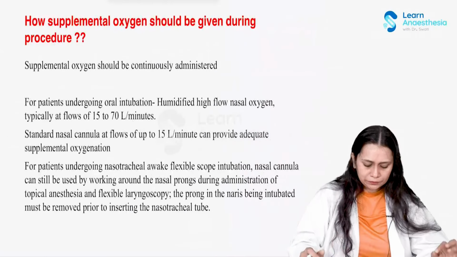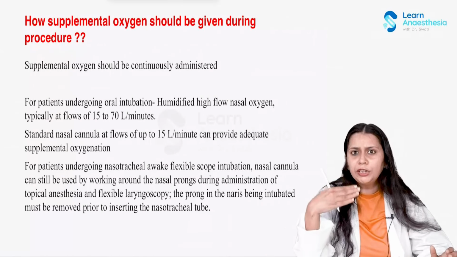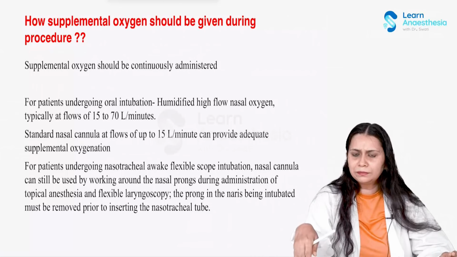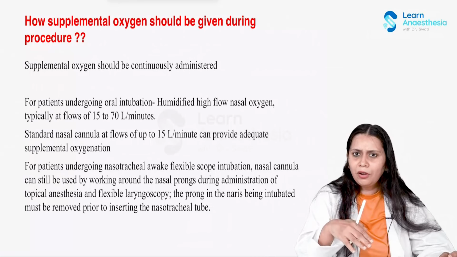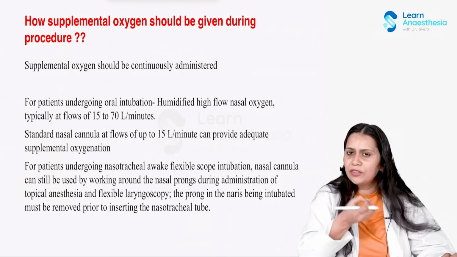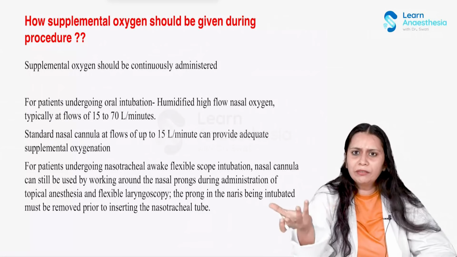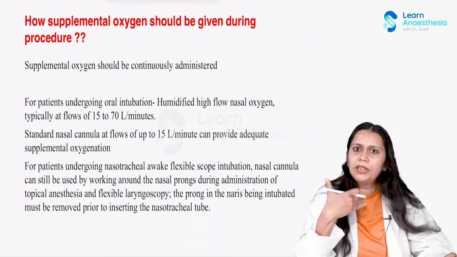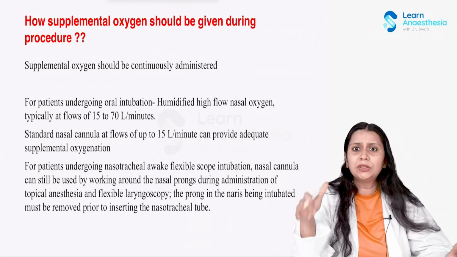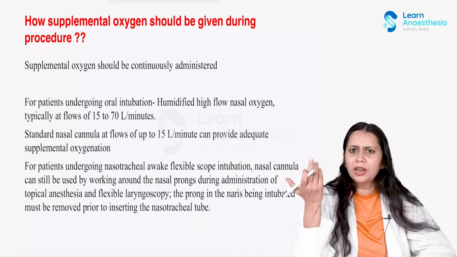Okay. Then, during the procedure, a continuous oxygen supply should always be added. If we are going for oral fiber optic, then we can use HFNC through the nose. We can attach a high flow nasal cannula at a flow of 15 to 60 liters, whatever we want, continuously. That would be the best device because it gives us humidified oxygen. Or we can simply attach a conventional nasal cannula.